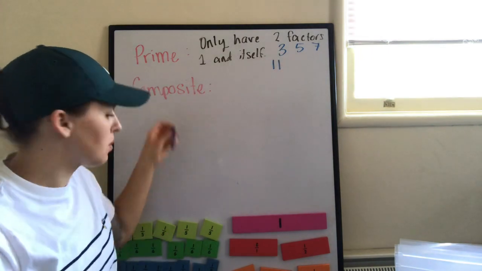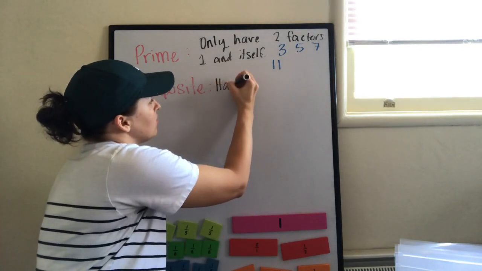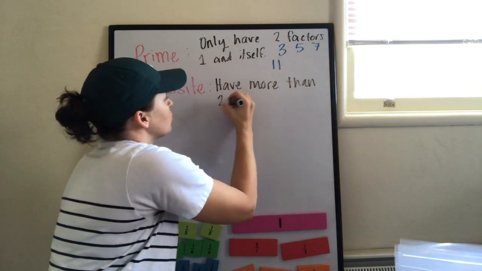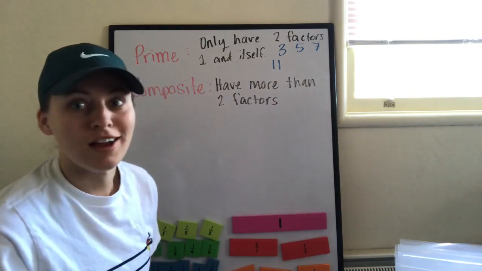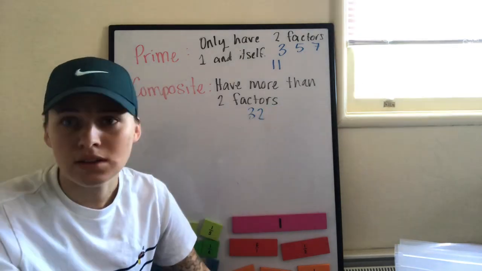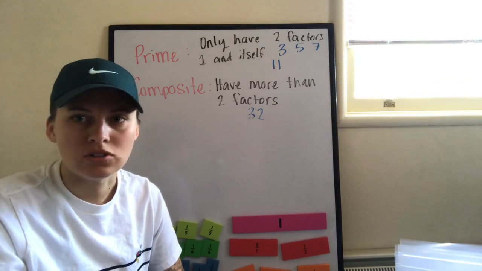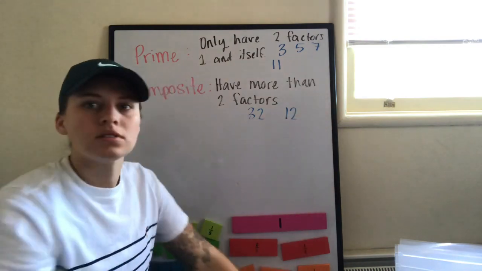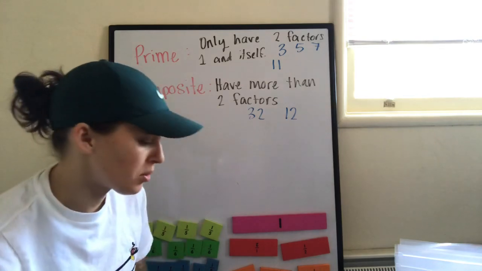Those are prime numbers. Composite numbers have more than 2 factors. So there are a lot more composite numbers than prime numbers. 32, because I can do 1 times 32, 2 times 16, I can do 3 times, right? I can keep going. 12, 1 times 12, 2 times 6, 3 times 4, it's more than 2 factors. So just to jog your memory.